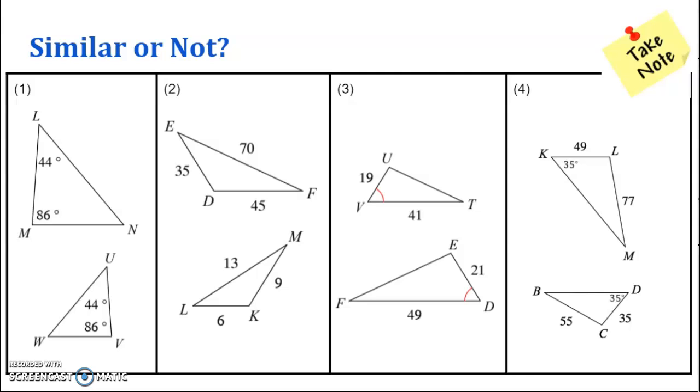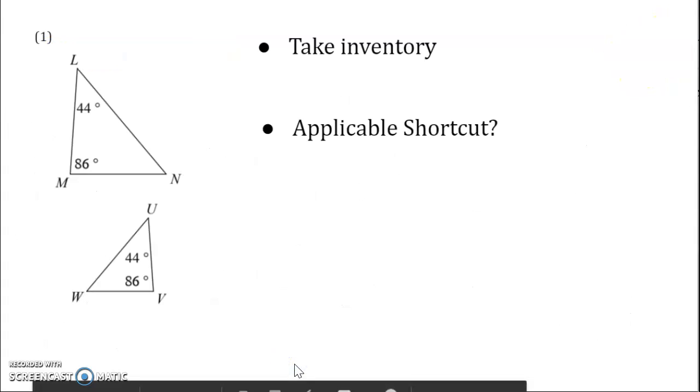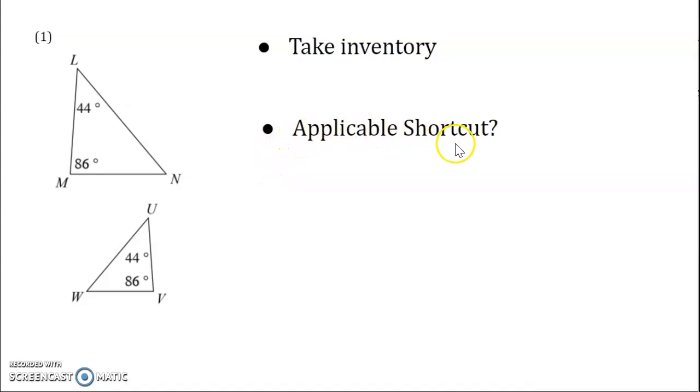So where we've left off is with these problems that you were supposed to figure out if they were similar or not. You were supposed to take inventory of all the information that you are given, then figure out the applicable shortcut. Is there an applicable shortcut that you can use? If there is not, then you don't even have to go any further, right? And then figure out if they are similar or not.